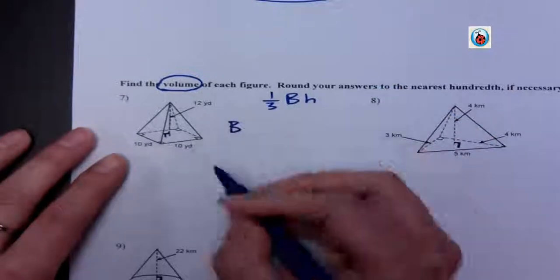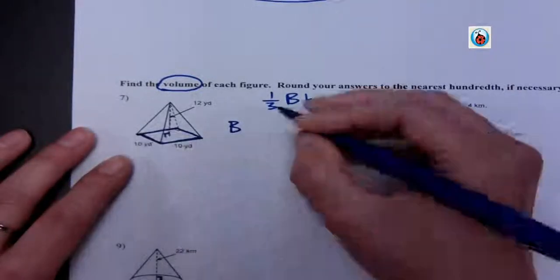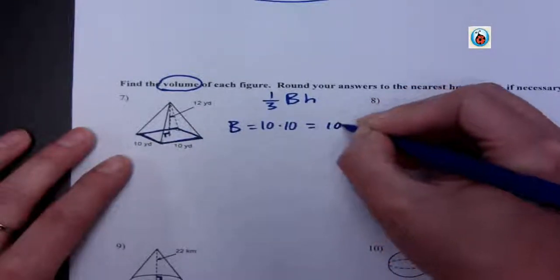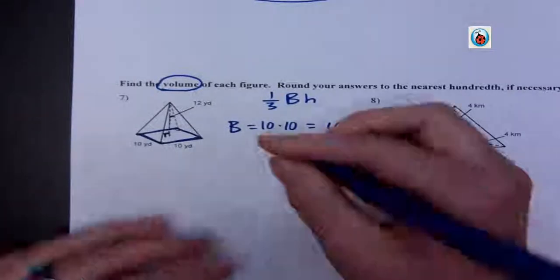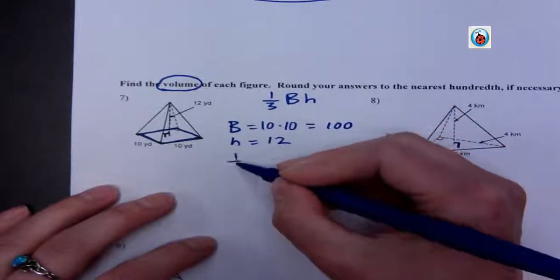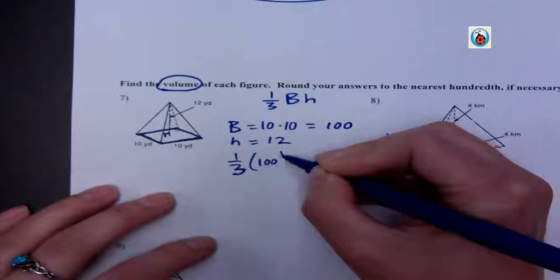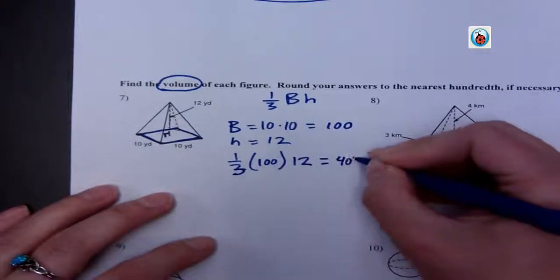So I'm just going to find the area of the base. This one's a square. So it's just 10 times 10 to equal 100. And my height is the 12. So I just do 1/3 times 100 times 12 to get 400.